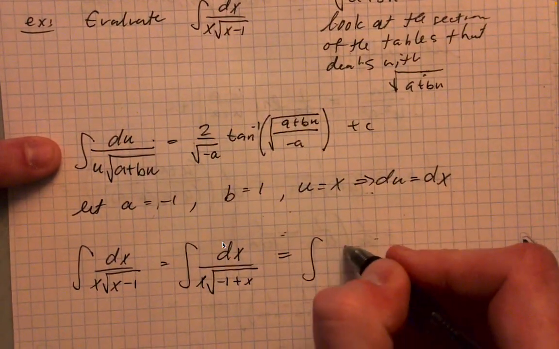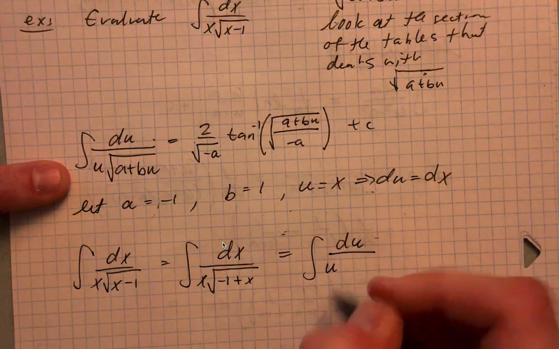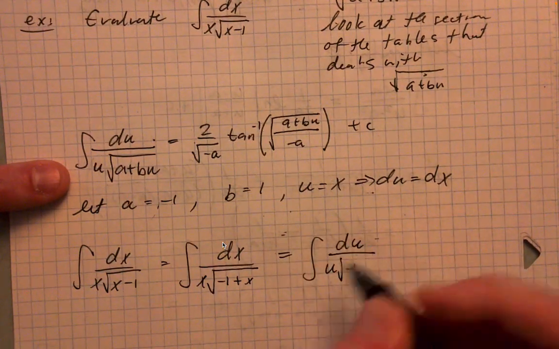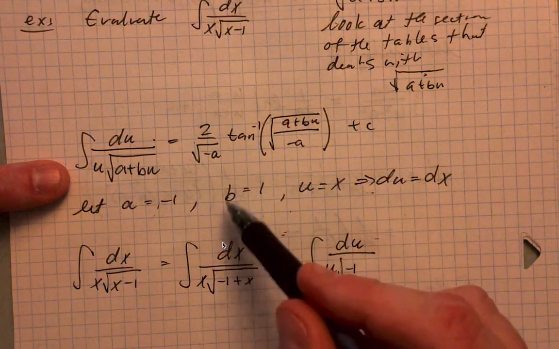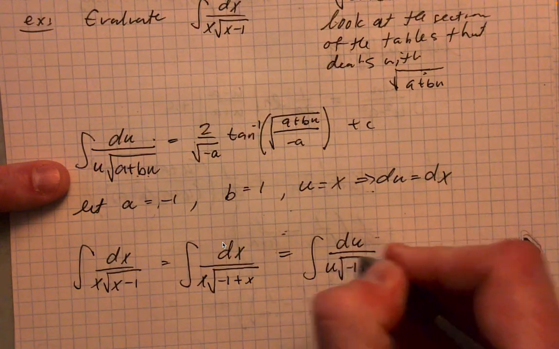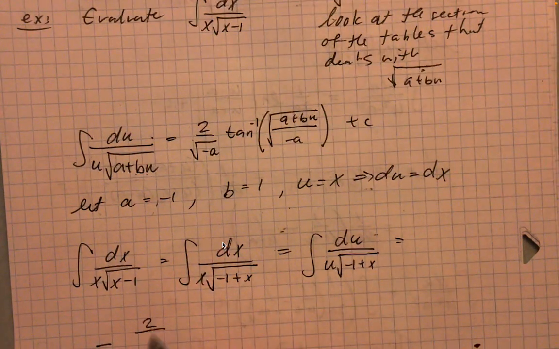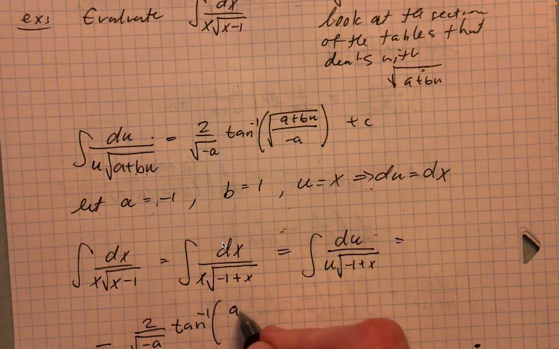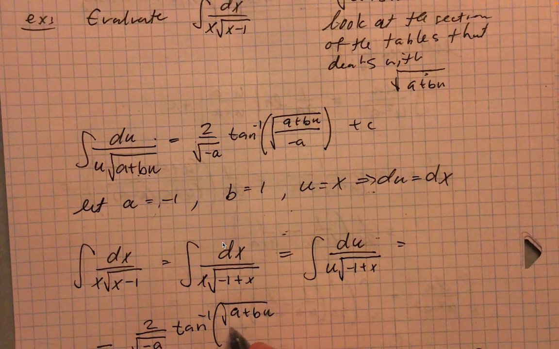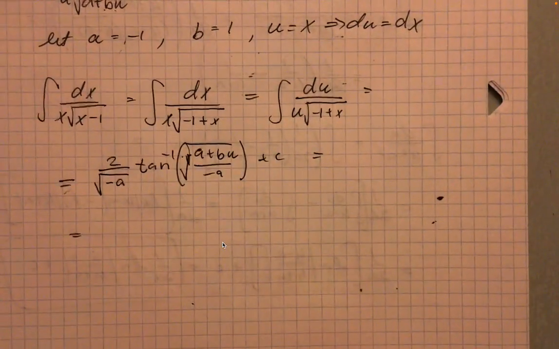This is the integral of du, because du is equal to dx. And u is equal to x, so that's a u. A is equal to negative 1, and b is equal to 1. So the b times u is just plus x. And so we know that that is going to be equal to 2 over the square root of negative a times the inverse tangent of the square root of a plus bu over negative a, plus c. And so we can quickly just plug those values in once we have confirmed that the form is good.